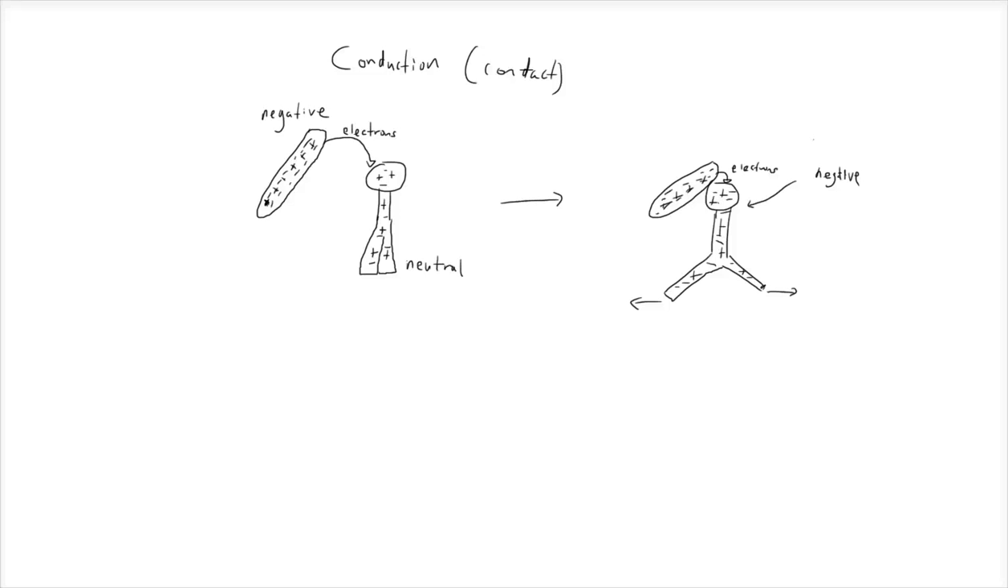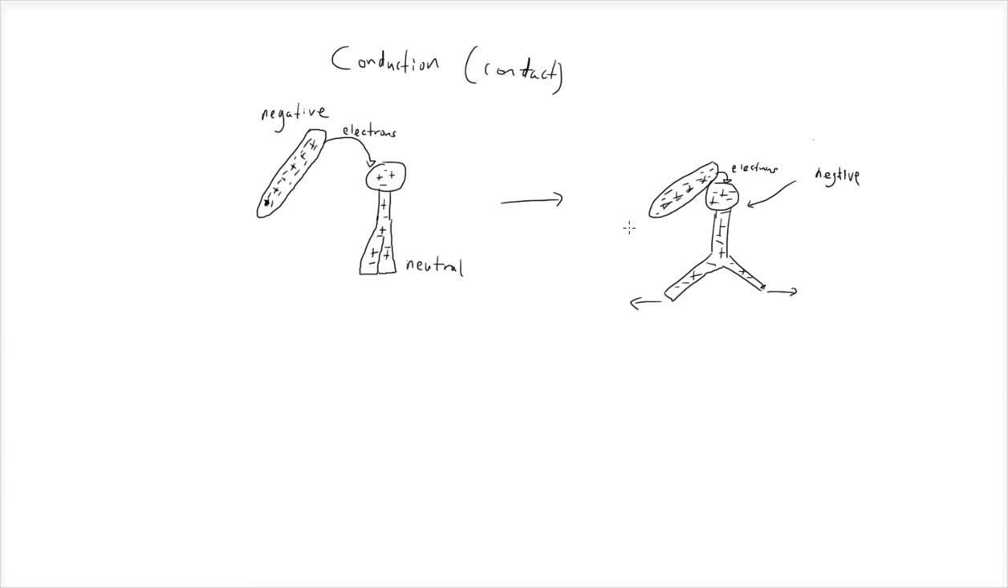Okay, in this video we're going to talk about conduction, and that's charge transfer through contact. So you'll see in my picture I have a negatively charged rod, and I am going to use it to touch a neutral electroscope. Remember that the negatively charged rod is negative because it has an excess of electrons. It has more electrons than it does protons, so it's net negative.